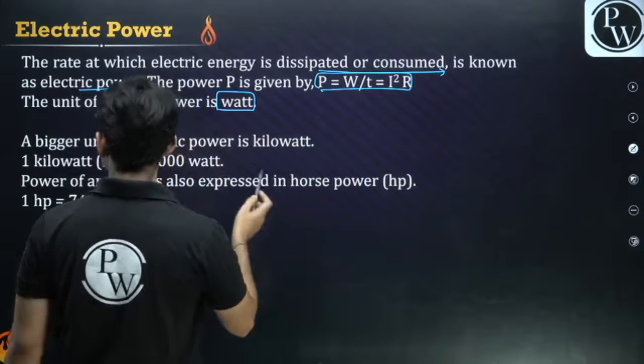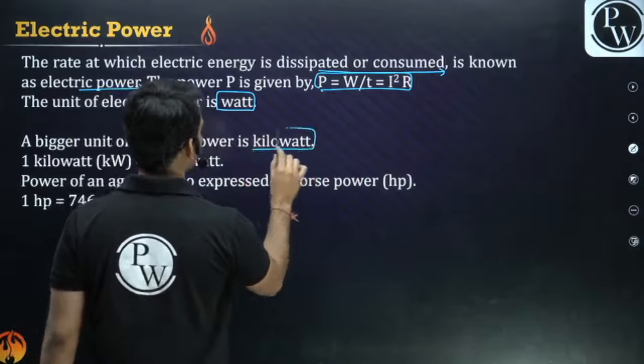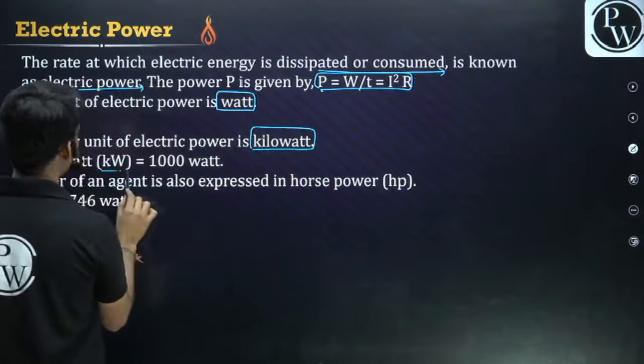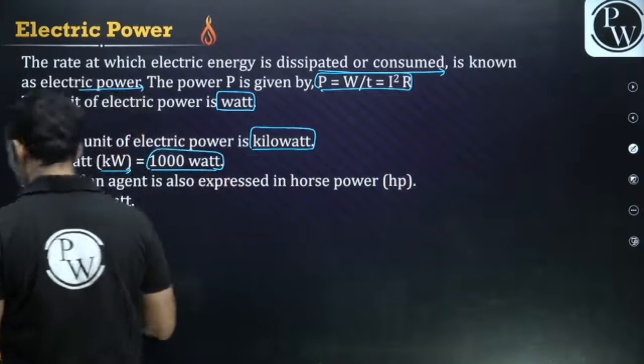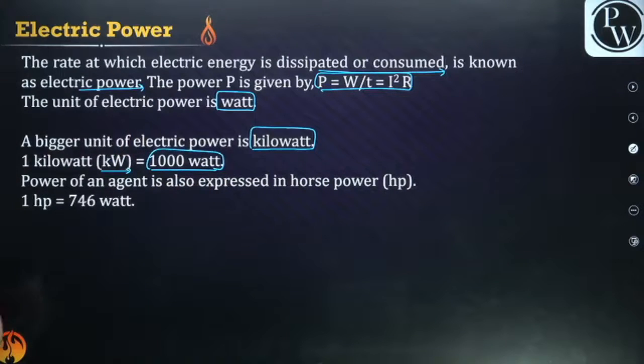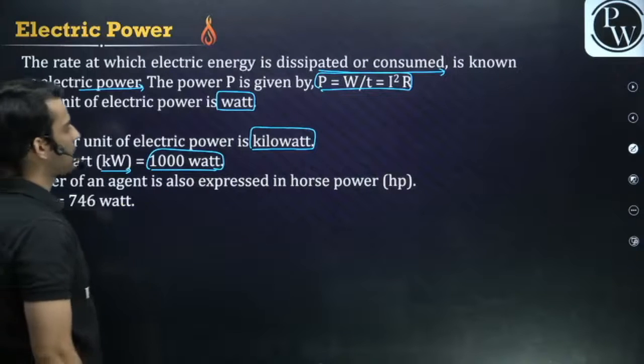What are the bigger units? The bigger unit could be kilowatt. 1 kilowatt is equals to 1000 watt.